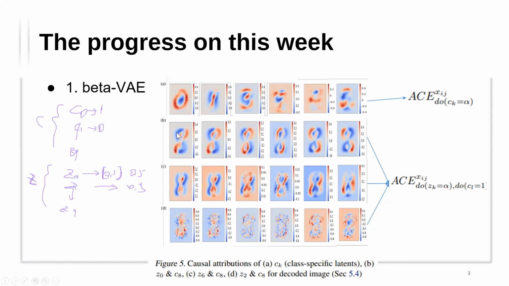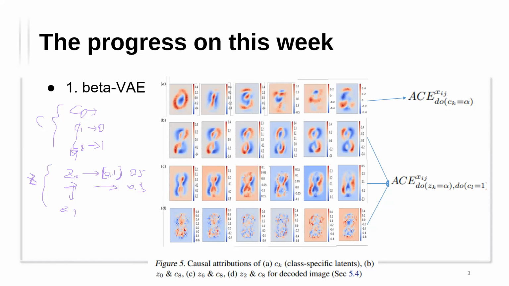What do you mean by CA to be 1? That means the digit will be 8. Okay. So remember when we talked about the average causal effect, we change the value for some inputs and see the expectation of the output. So here our input would be C and Z, and the output would be each pixel in the output of the decoder.